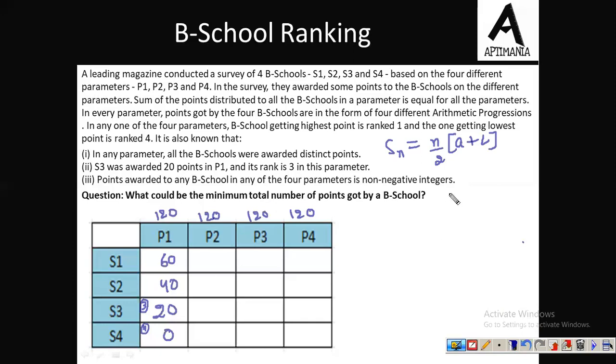So the sum is 120. The number of terms is 4, and in each case the number of terms is 4 only. Divide by 2, and first term plus last term. Now this gives us A plus L must be equal to 60.